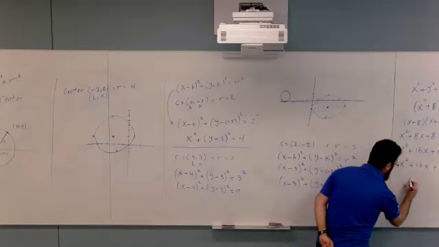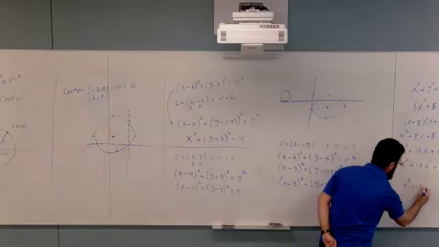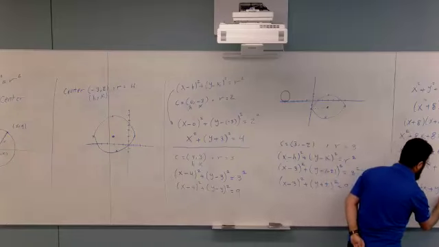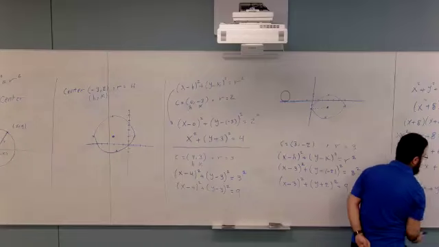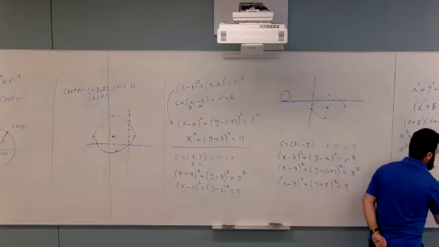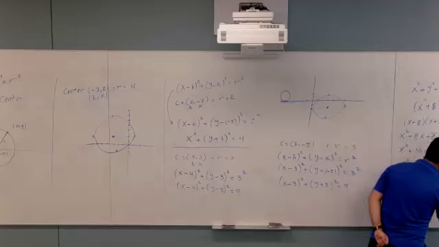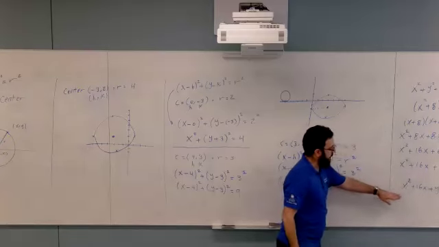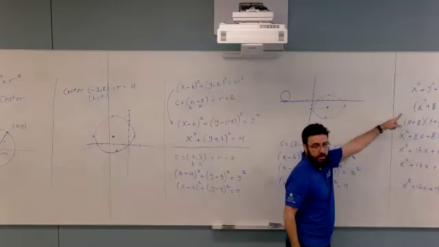x squared, 16x plus y squared plus 2y, 65 minus 25, equals 0. Is that okay? And tell me, can you write down the general form?